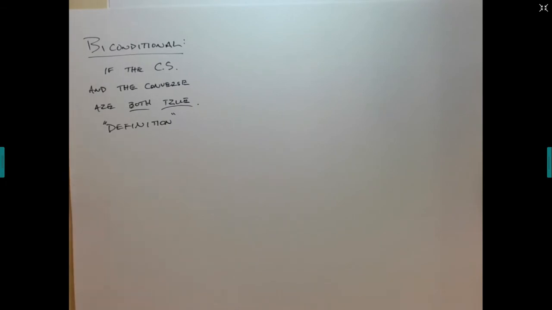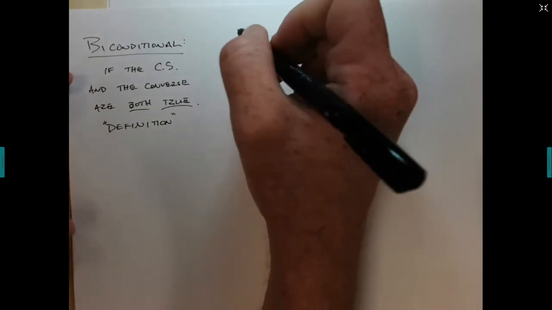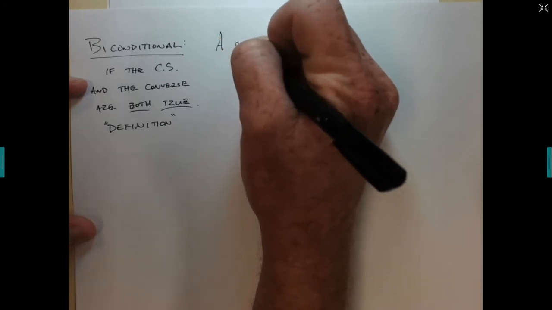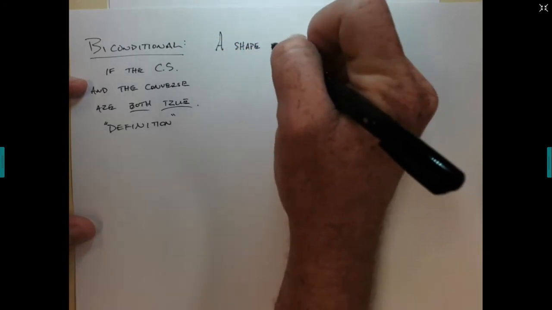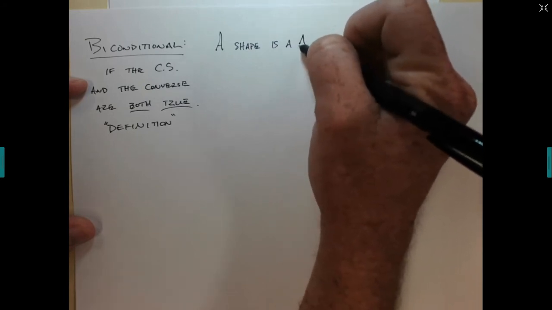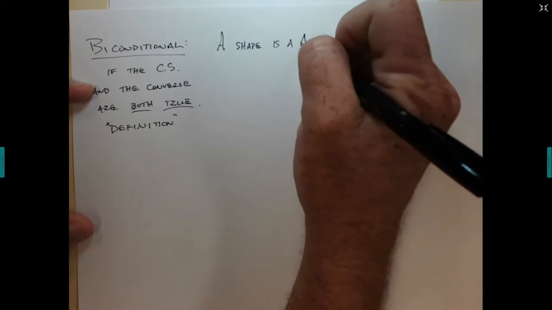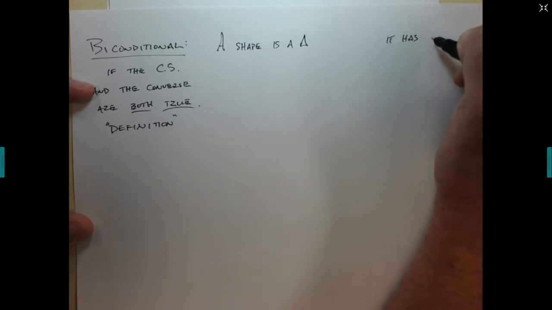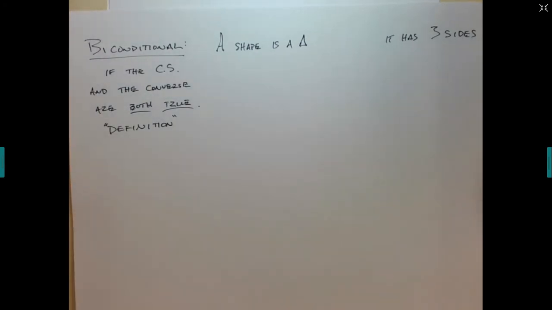And here's the way we do it. I'm going to take the conditional statement that we had before. The hypothesis was a shape is a triangle. I'm going to go ahead and just put the shape there. A shape is a triangle. And our conclusion was it has three sides. The way that you write a biconditional, notice I did not put in if or then.